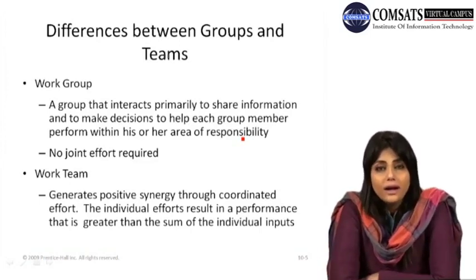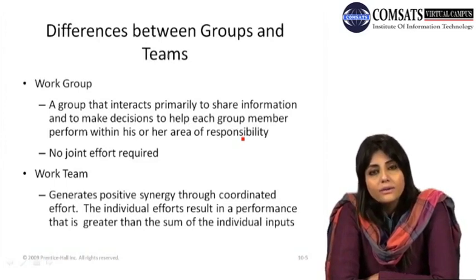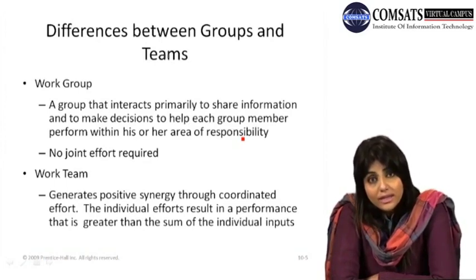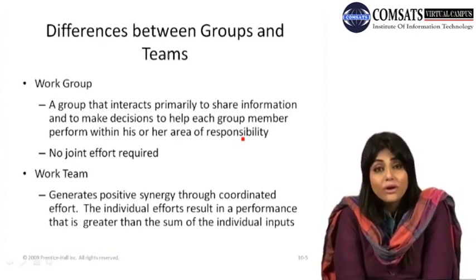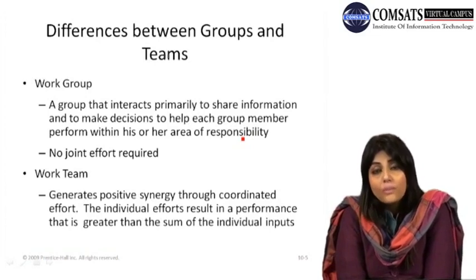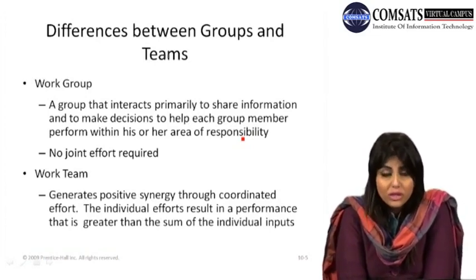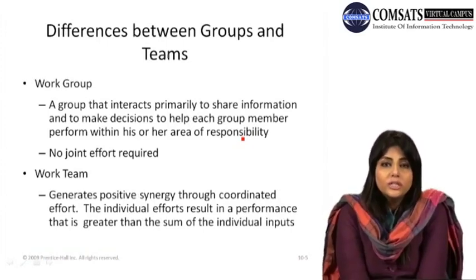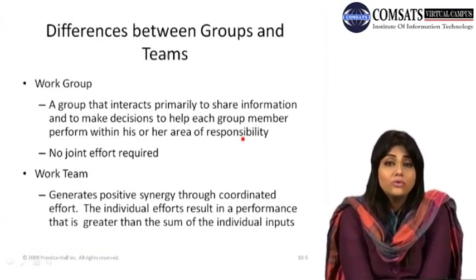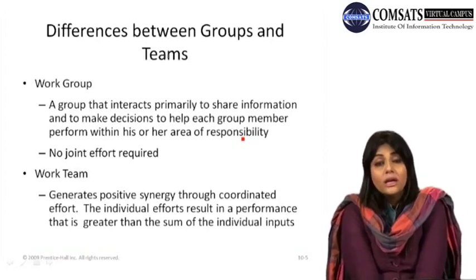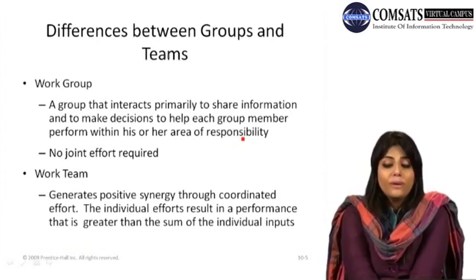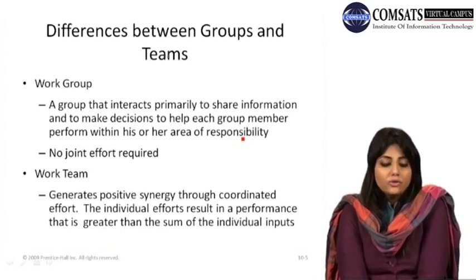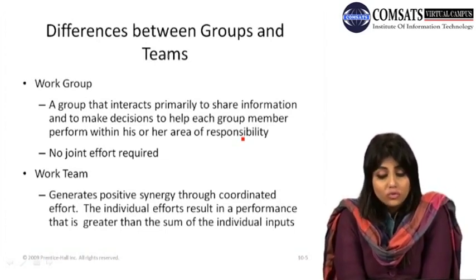In a work group, there are a certain number of people interacting with each other, sharing information with each other, and making decisions to help each group member perform within his or her area of responsibility. So the responsibilities are individual, tasks are individual. There is not much interdependence in the tasks of the individuals. Each individual is accountable for his own performance or his own task. He is responsible for finishing his task, and there is nothing such as group effort or group performance. So there is no joint effort required to do the tasks, right?